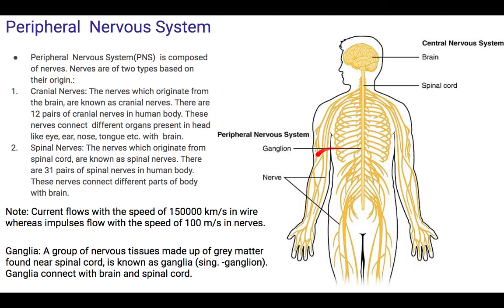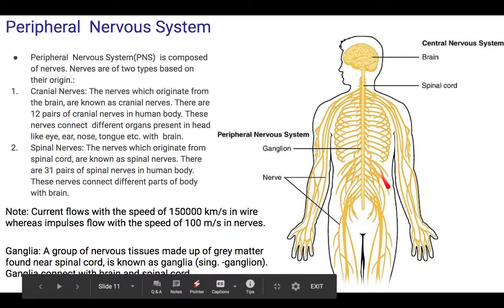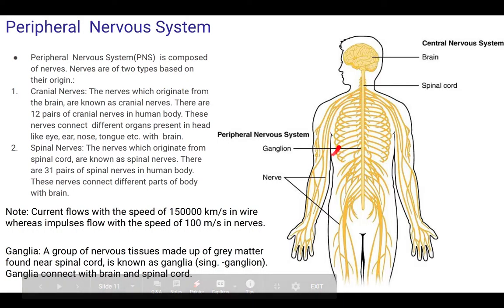So you can see the nerves, these all are the nerves. See where they are spread to the peripheral part of the body. Since it is spread to the whole body, that's why its name is peripheral nervous system. This nervous system is composed of nerves, and there are two types of nerves in peripheral nervous system according to their origin.